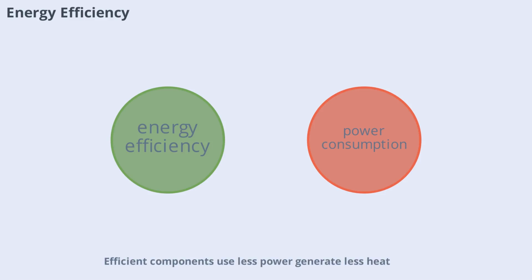Energy efficiency is an important consideration for both processors and motherboards. Efficient components use less power, generate less heat, and can lower your electricity bills. We'll discuss how to identify energy-efficient parts, what certifications to look for, and how efficiency impacts performance and system design.